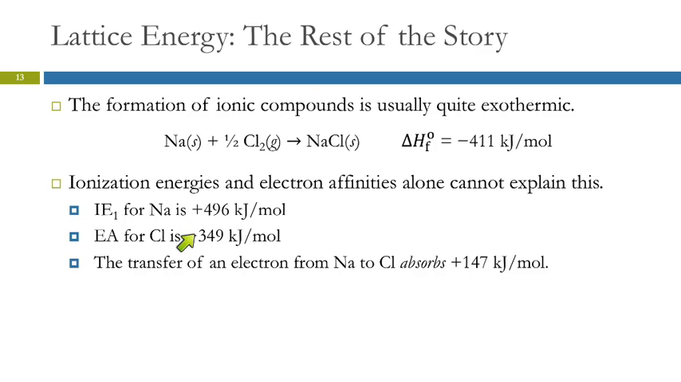So if we add these together, we see that the transfer of an electron from sodium to chlorine actually absorbs 147 kilojoules per mole. It definitely is not releasing 411. So there must be something else going on here. Because just looking at ionization energy and electron affinity, sodium chloride shouldn't form.